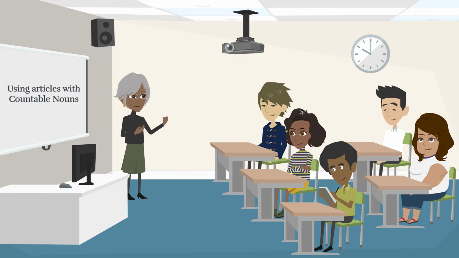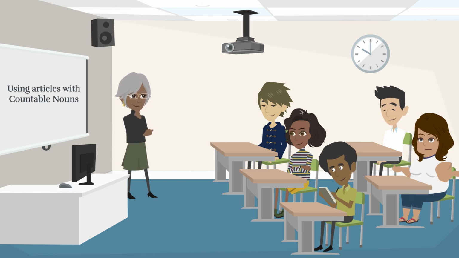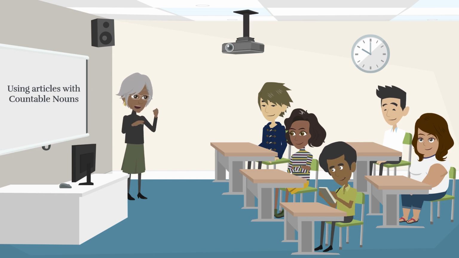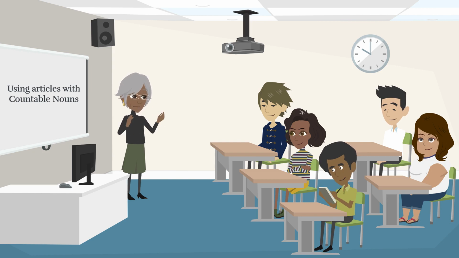Based on their conversation, can anyone identify the articles used with the countable nouns? They use the indefinite article a with cat and dog. Perfect. Emma and Alex used the indefinite article a with countable nouns, cat and dog. The indefinite article is used when referring to any nonspecific countable noun.